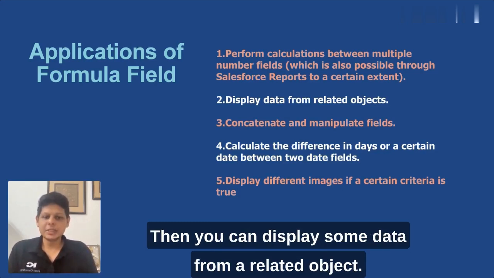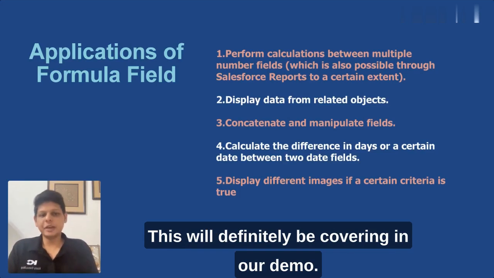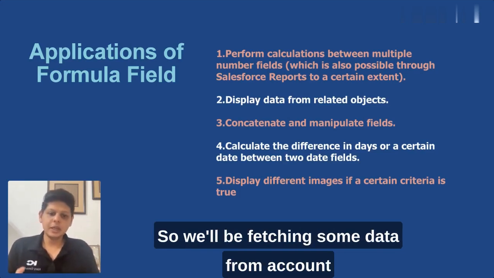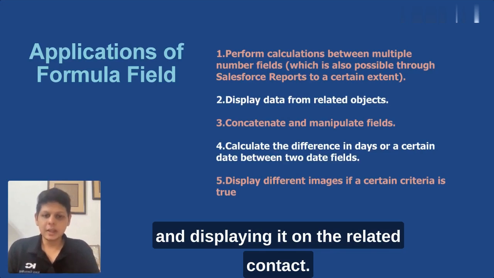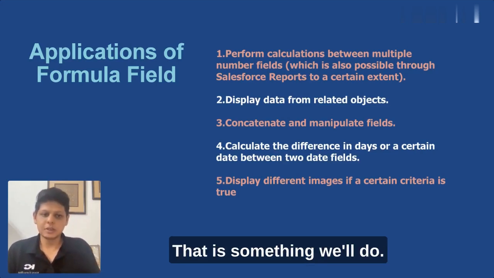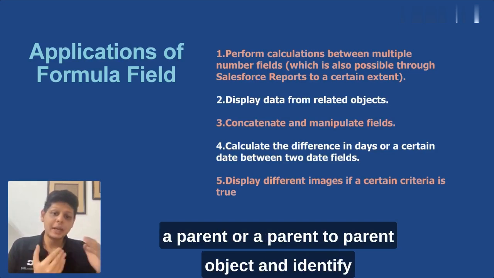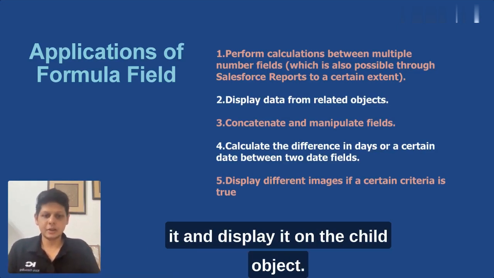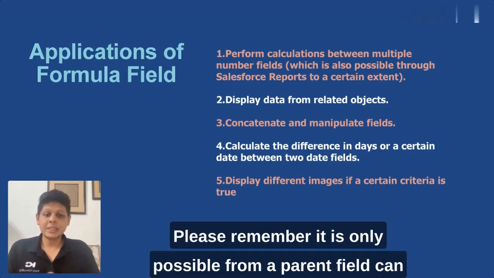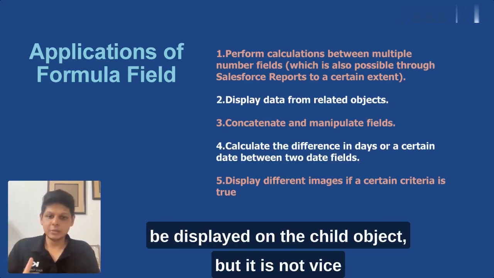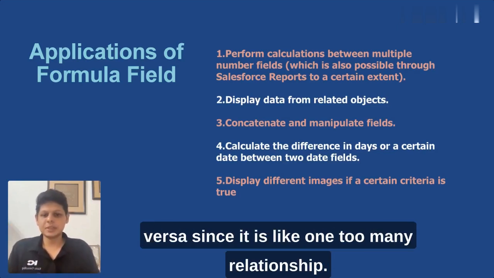Then you can display some data from a related object. This we will definitely be covering in our demo. We'll be fetching some data from account and displaying it on the related contact. You have an option to select the field of a parent or a parent-to-parent object, and display it on the child object. Please remember, a parent field can be displayed on the child object, but it is not vice versa, since it is a one-to-many relationship.